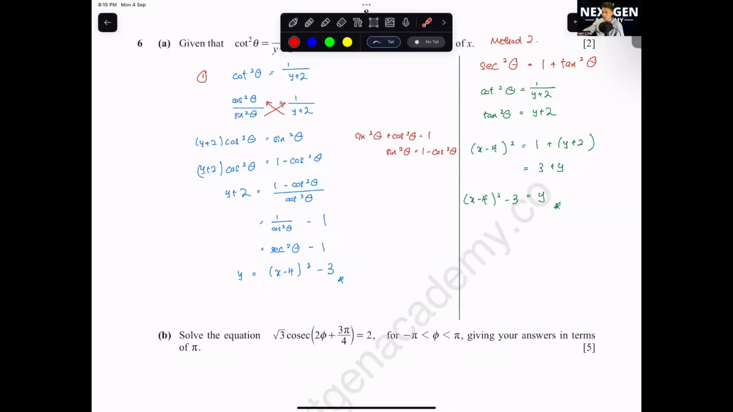Okay, any other suggestion for this one? Okay, any other methods that you all can get? Okay, now that I see, use this method. Okay, use this method.